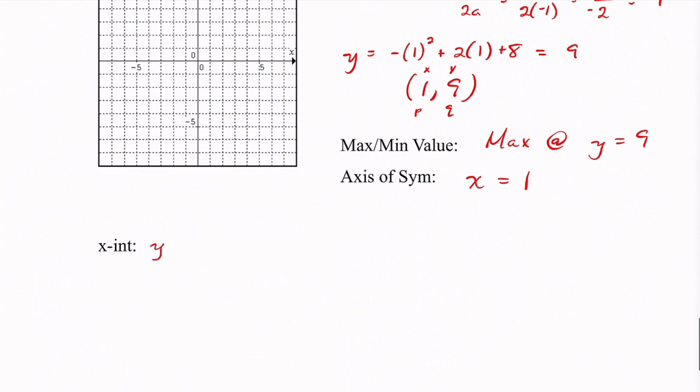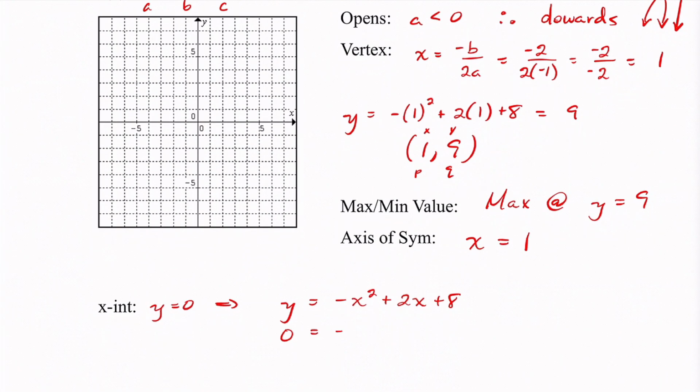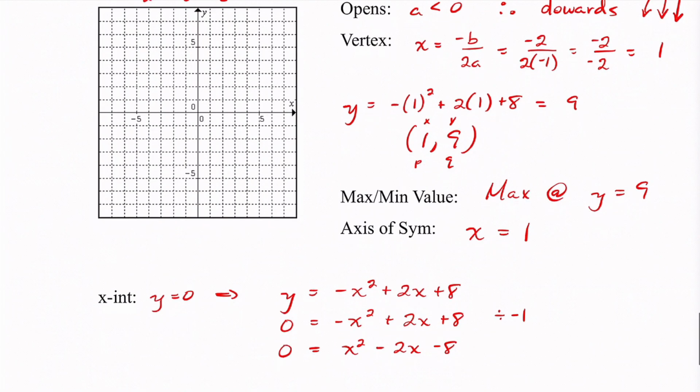X-intercepts, that's when y is equal to 0. So let's plug that in. We'll write out the initial one. It was y equals -x squared plus 2x plus 8, and then change the y to be a 0. Okay, and with this one we got a leading negative, so I'm going to divide every term by -1. Again, it's got to be every single term. So I get 0 equals x squared minus 2x minus 8. Essentially all the signs just switched.